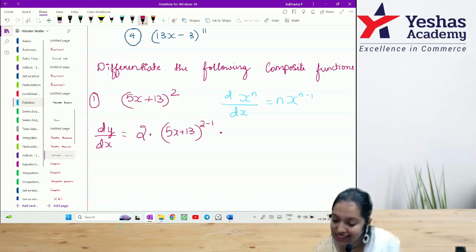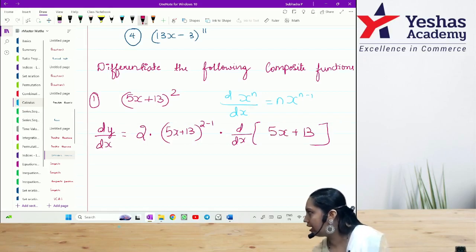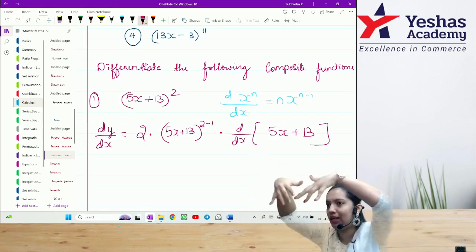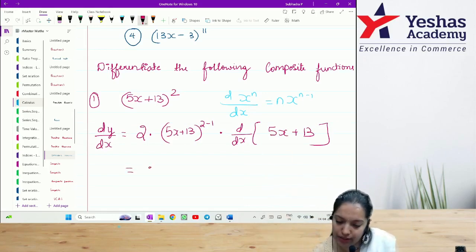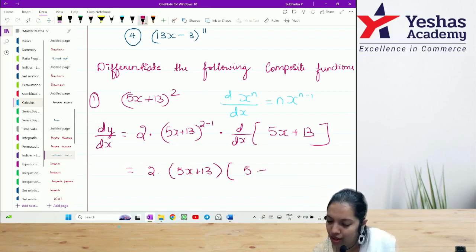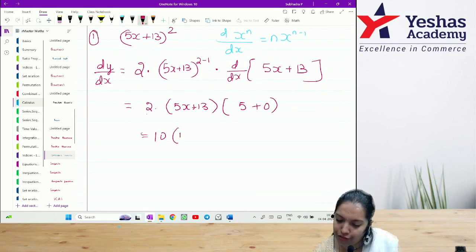After that, go inside. What is the derivative of what is inside now? 5x plus 13. First I did it for the power, then I am doing the inside expression. So your final answer will be 2 into (5x + 13) into the derivative of 5x, which is 5. The derivative of 13 is 0. So 5 twos are 10, giving 10(5x + 13). This is your final answer.